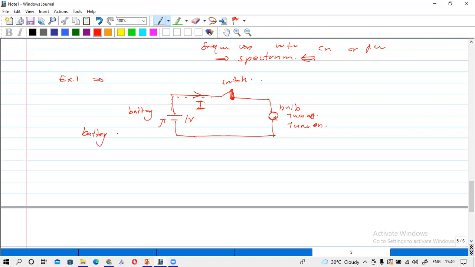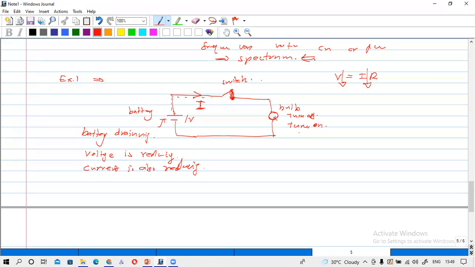This battery is draining. That means voltage of the battery is reducing, no? Okay. So you know that V is equal to IR. When V is reducing, if this R is constant, this I also will be reducing, no? So voltage is reducing, that means the current is also reducing.